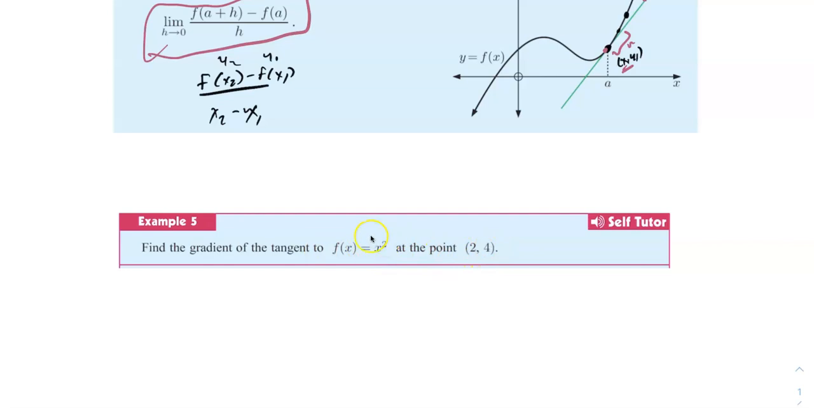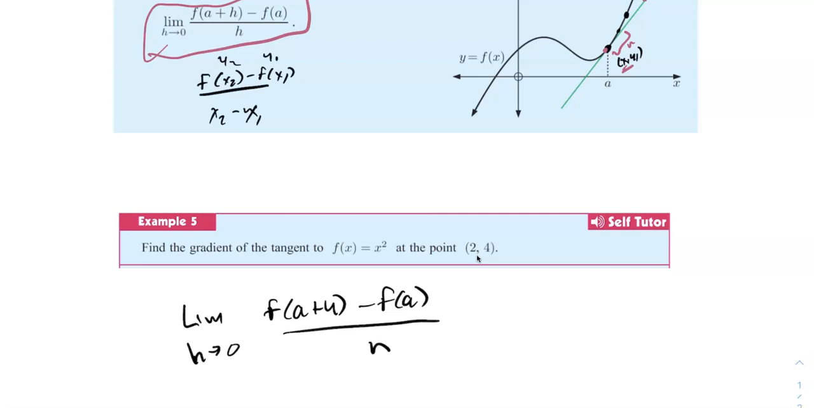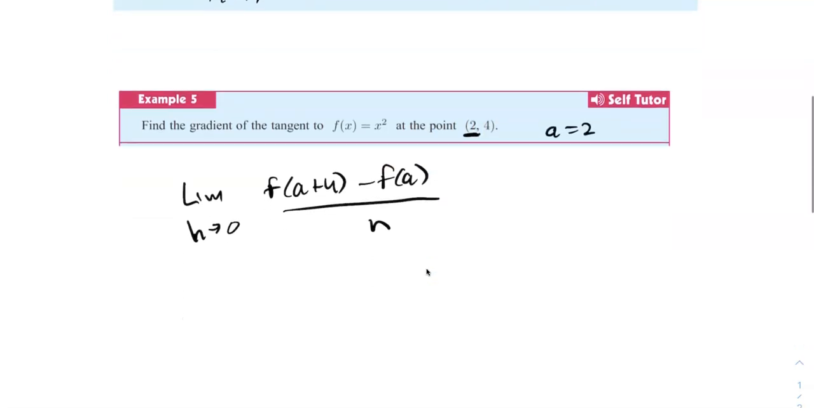So we're trying to find the slope of the tangent line of x squared at the point 2, 4. We're going to use the formula, the limit as h approaches 0 of f of a plus h minus f of a over h. Now in this case, a is 2. I honestly don't need the y value. A is the x value. A is 2. So this is really just the limit as h approaches 0 of f of 2 plus h minus f of 2 all over h.